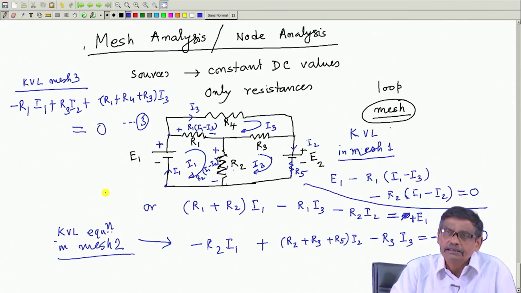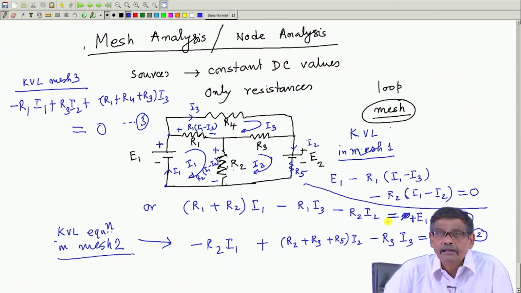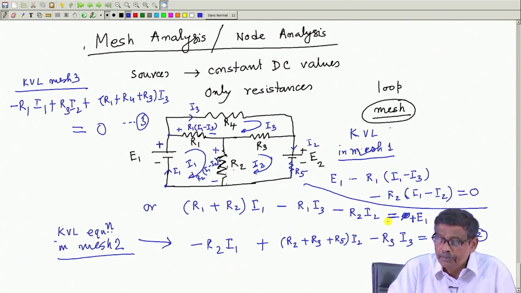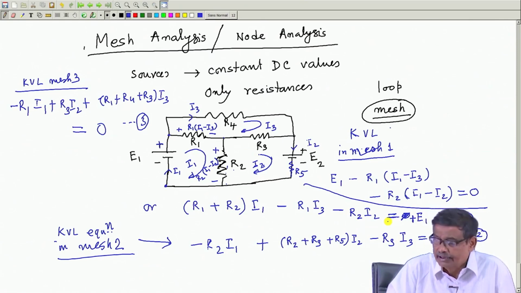Therefore, you identify the meshes, write down the KVL equation in each mesh, which following this logic becomes very simple, and you get your solutions. Therefore, how many independent equations will be there? As many as there are meshes. So, this is about mesh analysis.